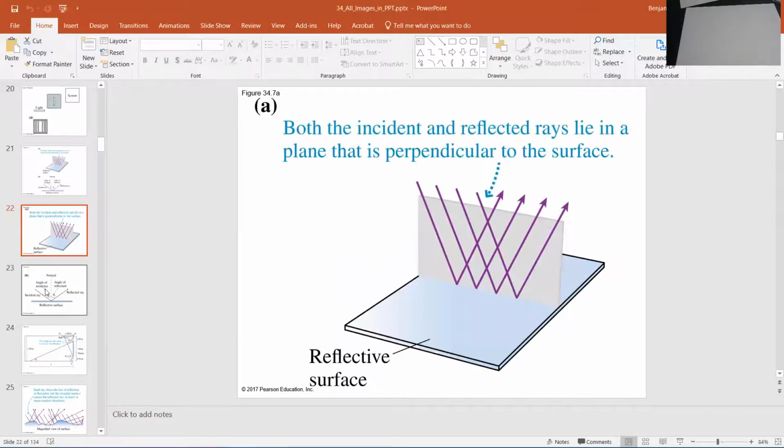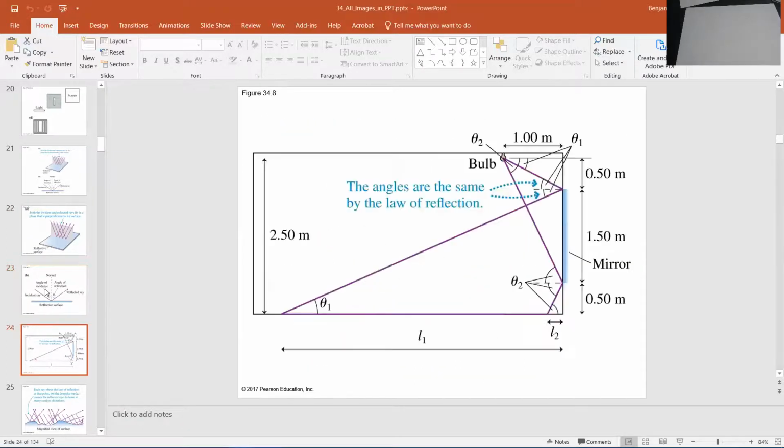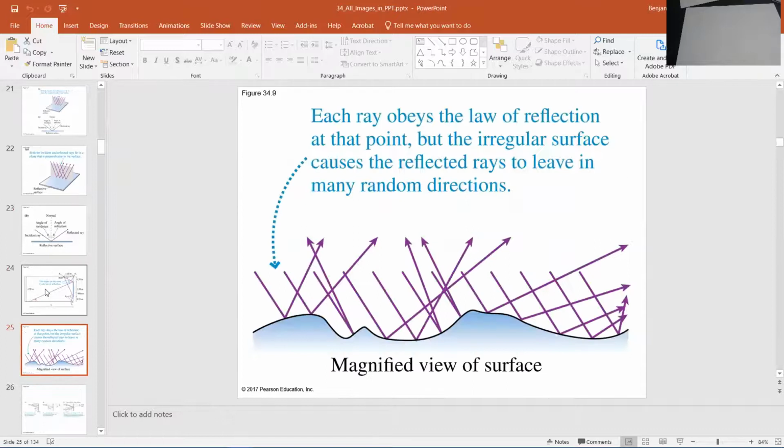And my computer seems to be stuck here. Here we go. There's a nice practice problem in there about using the law of reflection. I hope you're reading everything in the chapter. They briefly talk about the difference between irregular reflection, or diffuse reflection, they call it, and specular reflection. We're only concerned with specular reflection.